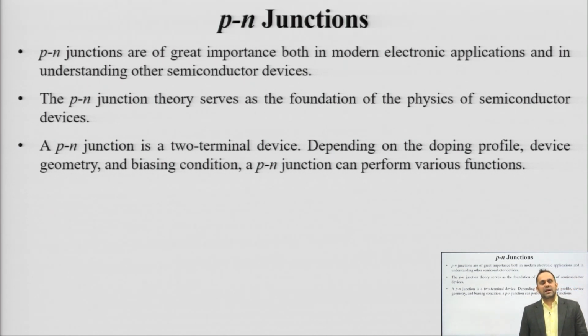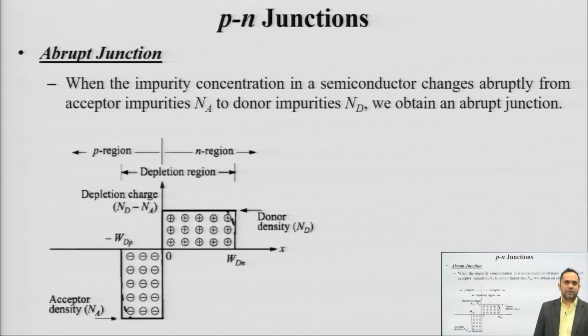Depending upon what doping has been done either on the p side or the n side or both sides, how the device geometry is, and how the biasing has been done, a p-n junction can be exploited to perform various different functions. That is our main objective from now on, to study how this junction behaves. So, we make a small initiation here.